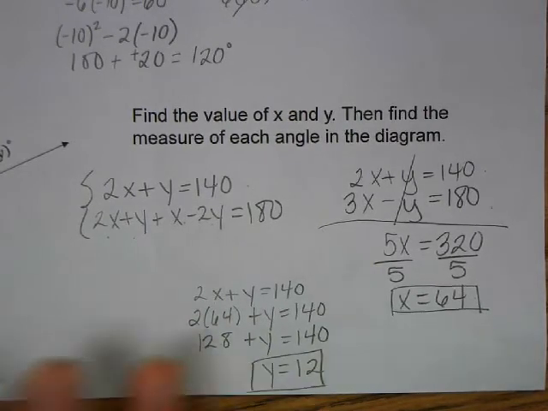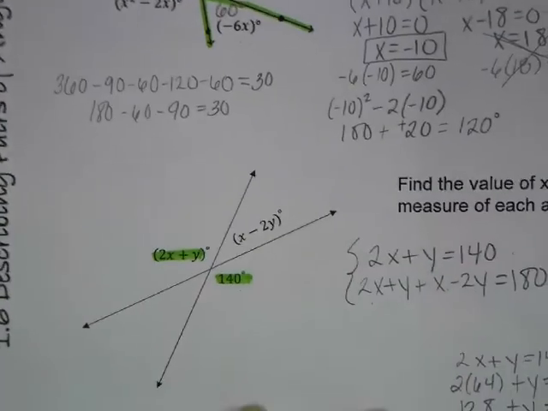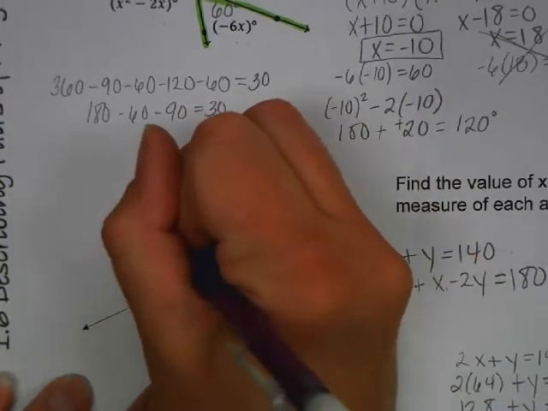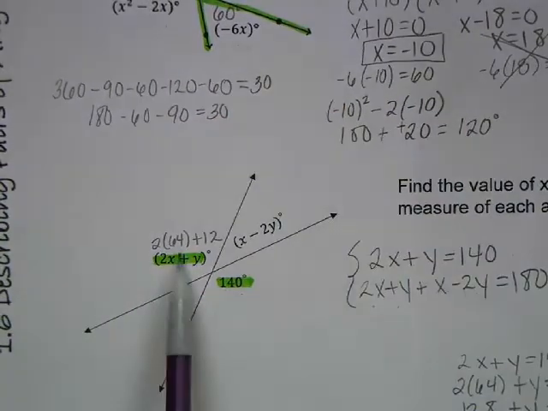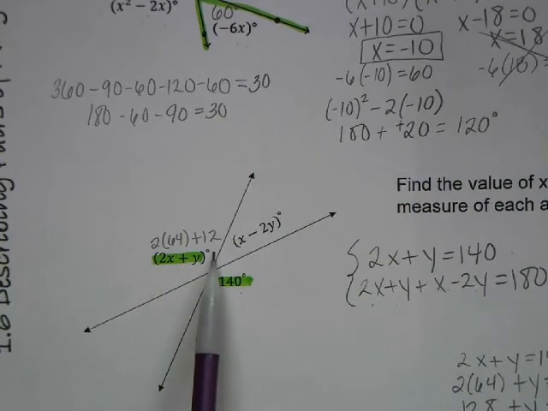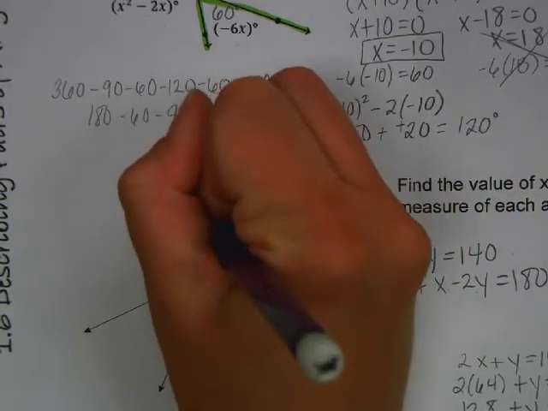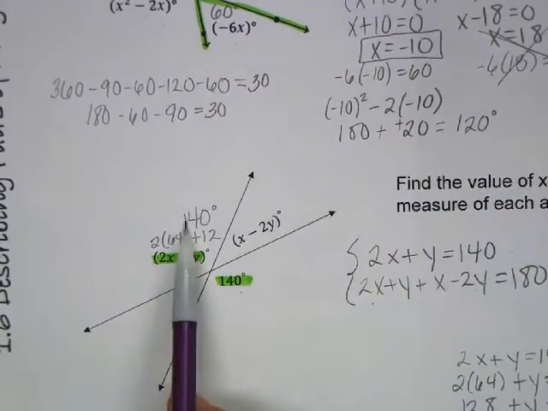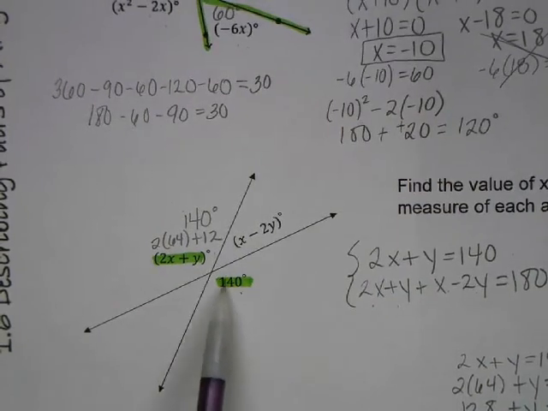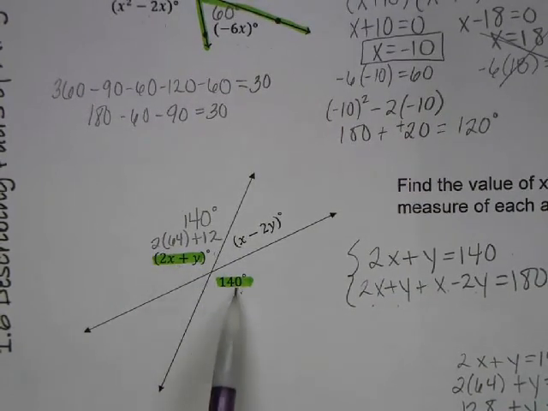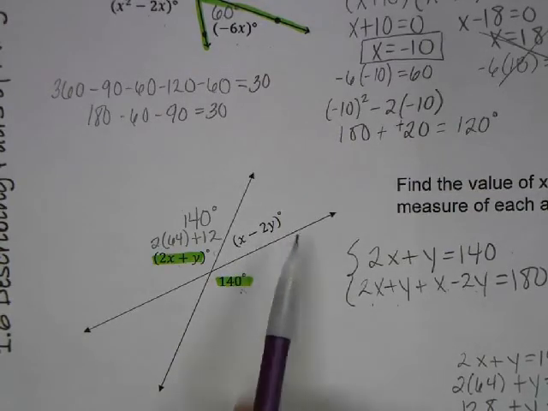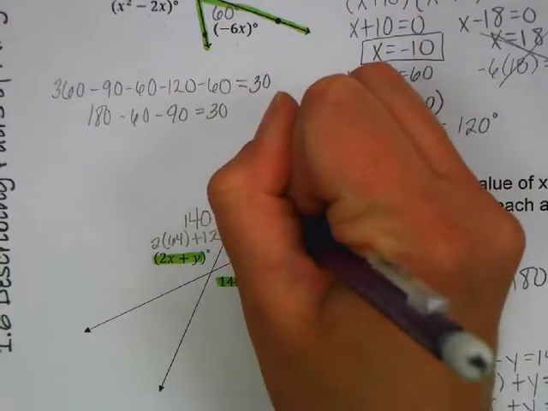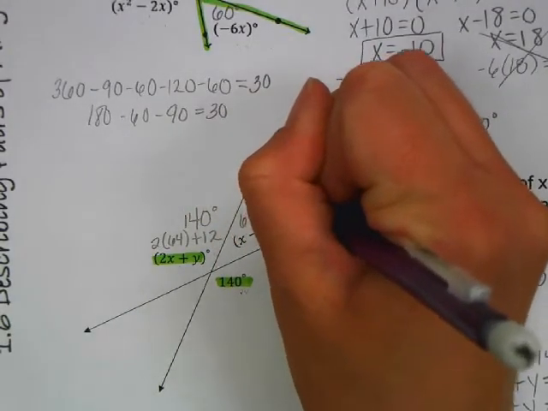does that match up in my diagram? So going back into the diagram, if you plug in 64 for x and 12 for y, 2 times 64 is 128, and 128 plus 12 is 140. So this angle is 140, just like it's supposed to be, because it's vertical to the 140 degree angle that we're already given. The other angle, x minus 2y, again, substitute 64 in for x and 12 in for y.